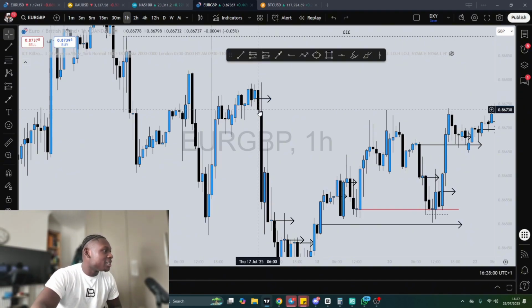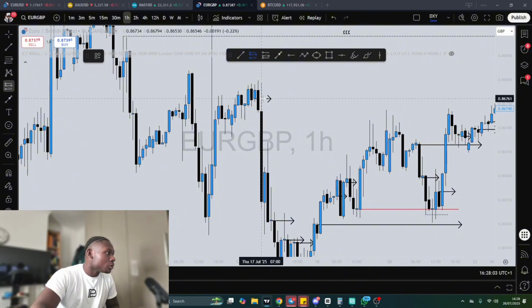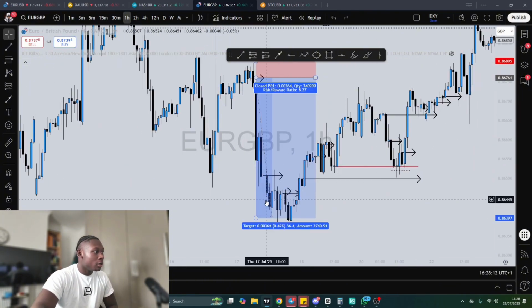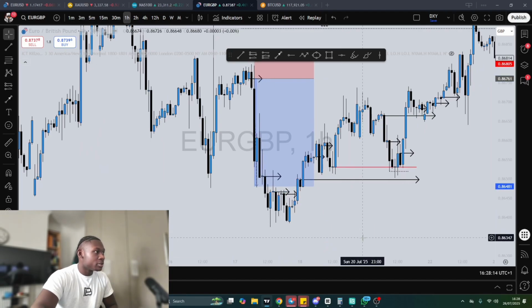And as you can see, price broke below, respected. You have your short here. You cover the high, and then boom, there you go. 8R. If you target level liquidity, 6R.